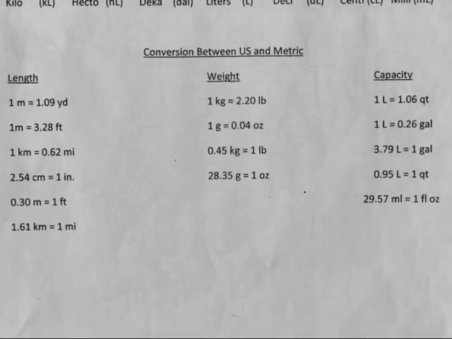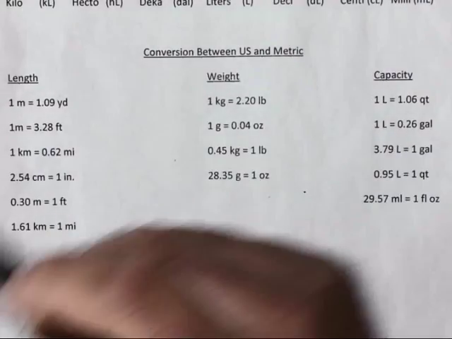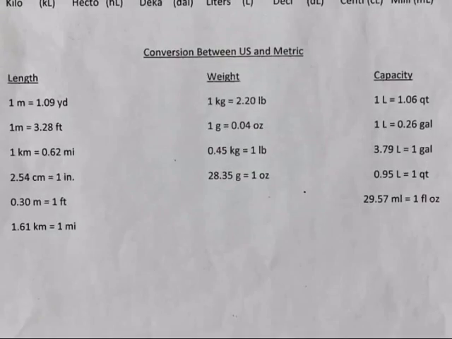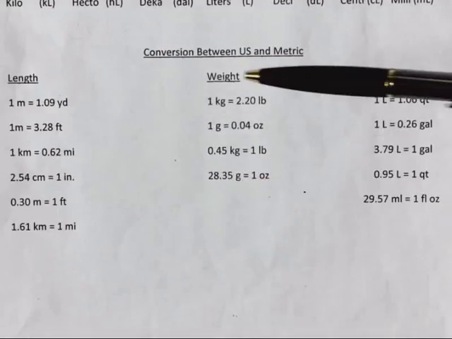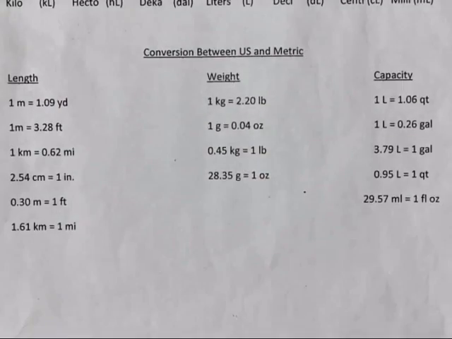So like we have discussed in other sections and other lecture videos, you want to use your conversion sheet, and we finally made it down here to the bottom third of that conversion sheet. Conversions between US and metric units, and we have three categories: length, weight, and capacity, and these are the conversions that we're going to use in this section to solve these problems.